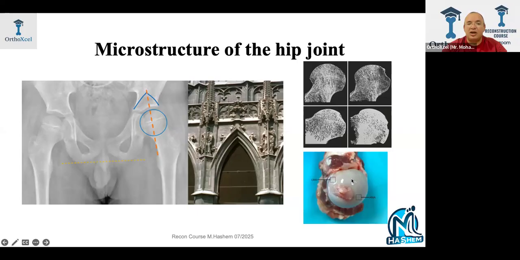And as you can see, the cartilage over the head, even in the animal model, you can easily differentiate between area of high loading and area of low loading. That's why if you look into your femur, the area of high loading here will have a thicker cartilage, a more smooth and glistening cartilage. And this area, which is non-weight bearing, will have a thinner cartilage with a different structure.